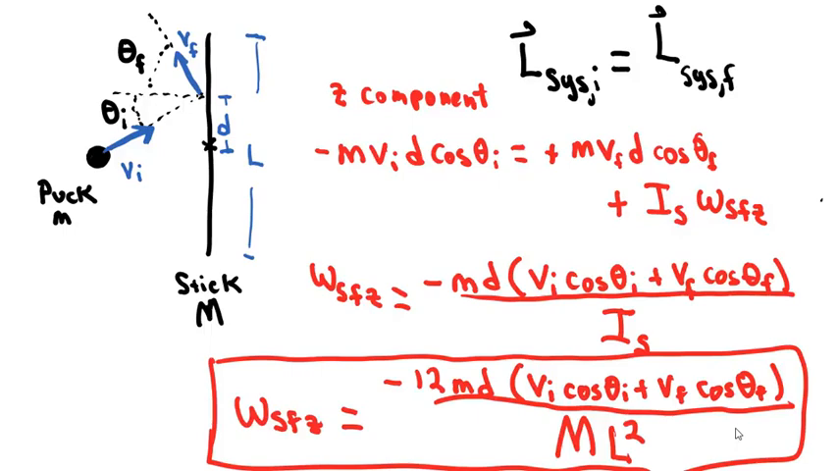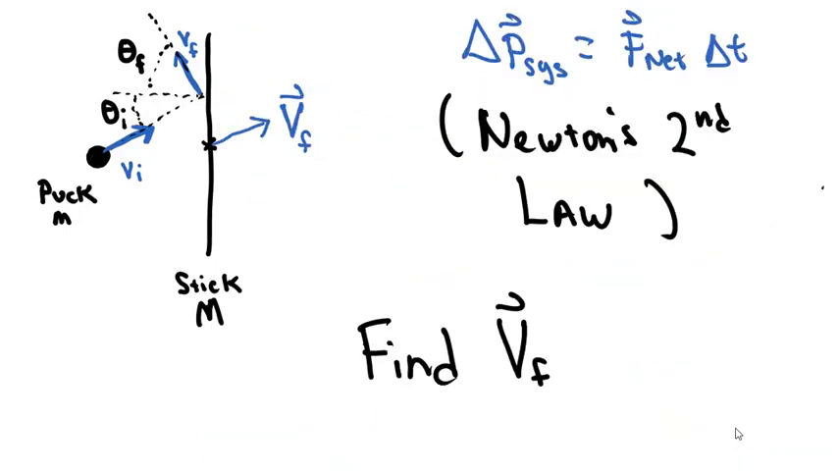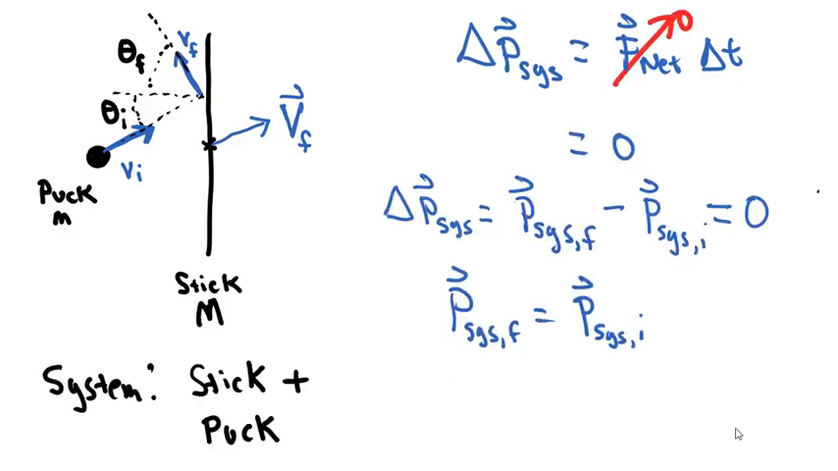Now that we're on a roll, let's keep going and apply our other fundamental principles to solve for other unknowns. We can apply Newton's second law to solve for the stick's linear velocity, big V sub f, after the collision. So let's do that. Now if the surroundings exert no net pushes or pulls on the system, where our system consists again of the stick plus the puck, then we have 0 net force on the system. This means the change of the system momentum must be 0, or equivalently, the initial system momentum before the collision must be equal to the final system momentum after the collision.